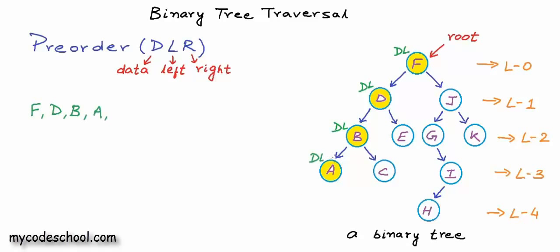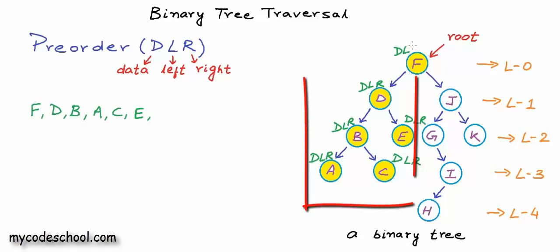There is nothing in left of A, so we can say that for A, left subtree is done, and there is nothing in right as well, so we can say right is also done. Now for B, left subtree is done, so we can go right to C, and left and right of C are null. And now for D, left subtree is done, so we can go right. Once again for E, left and right are null. And now at this stage for F, complete left subtree is visited, so we can go right.